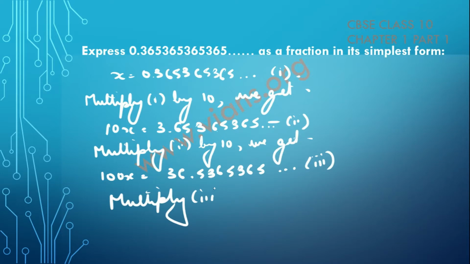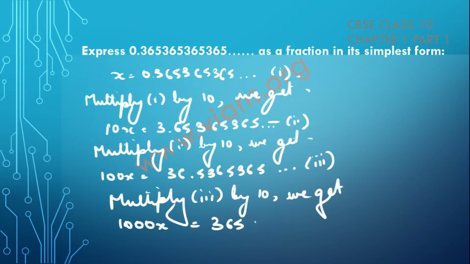So what we're going to do is multiply 3 by 10. And we will get 1000x is equal to 365.365, 365, 365, so on and so forth. And if you notice, this is 4th.